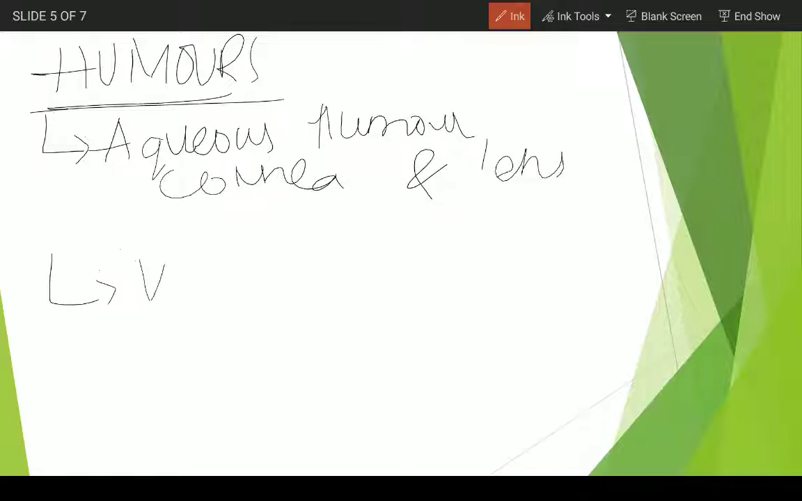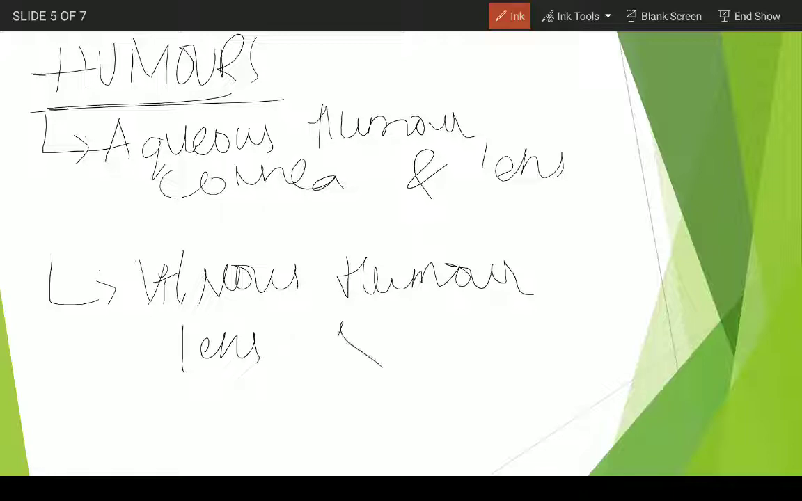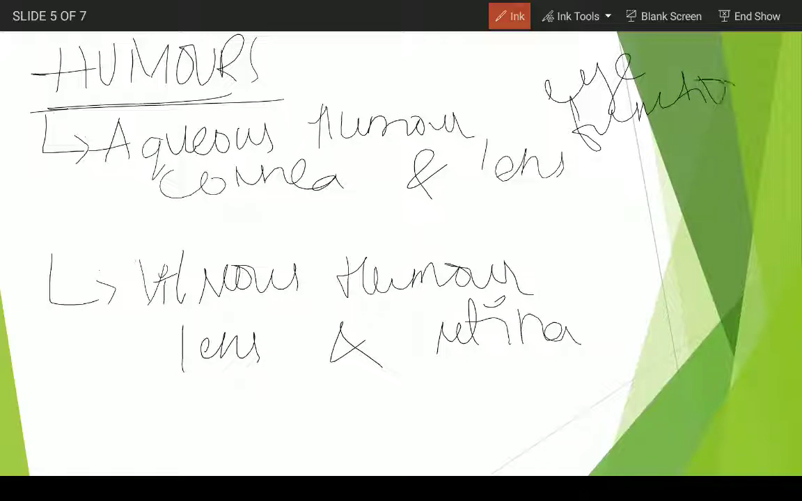And coming to vitreous humor, it is the fluid between the lens and the retina that keeps the eye wet. Helping the eye function properly is the function of aqueous humor, and keeping the eye wet is the function of the vitreous humor.